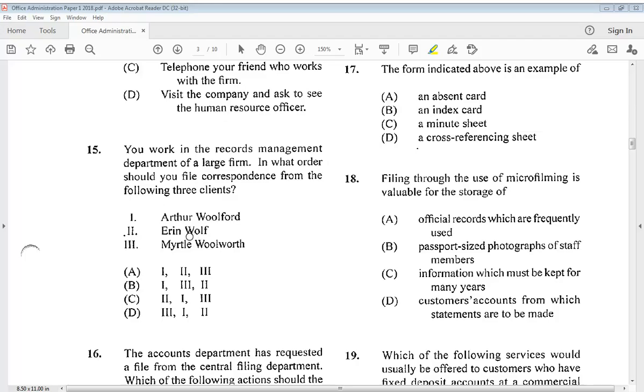And then we have Arthur Woolford, because wool, the F comes before the double worth. So Arthur Woolford next, and then Myrtle Woolworth. So the answer is C.